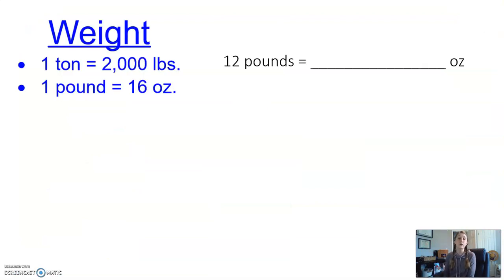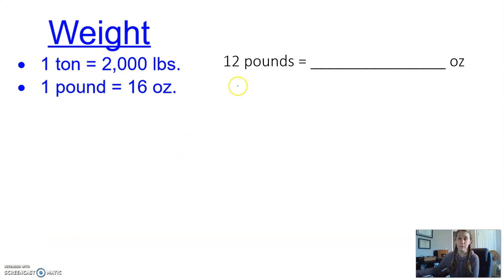So our conversion chart for weight looks a lot simpler than our conversion chart for length. All we have to know is that there are 16 ounces in a pound and there are 2,000 pounds in a ton. That's it. Again, there's no real relationship between those numbers, nor between those numbers and the numbers we saw with length. There's no pattern, no similarity. We're just going to have to be multiplying and dividing. So let's get to it.